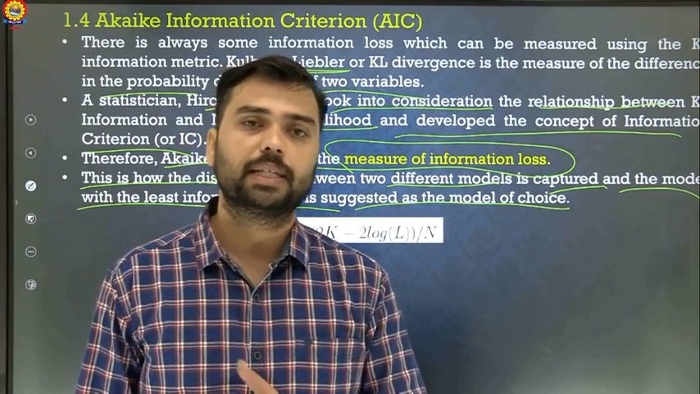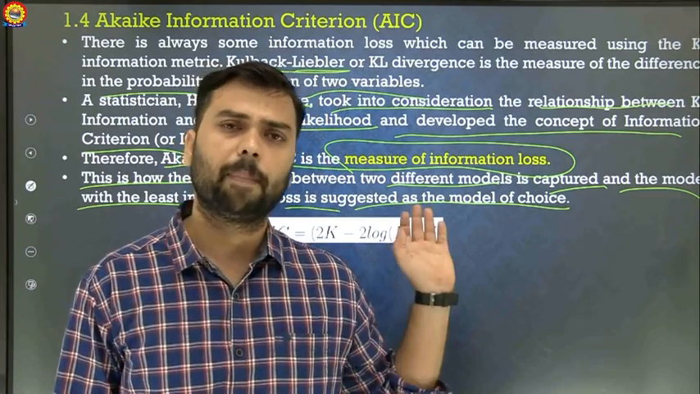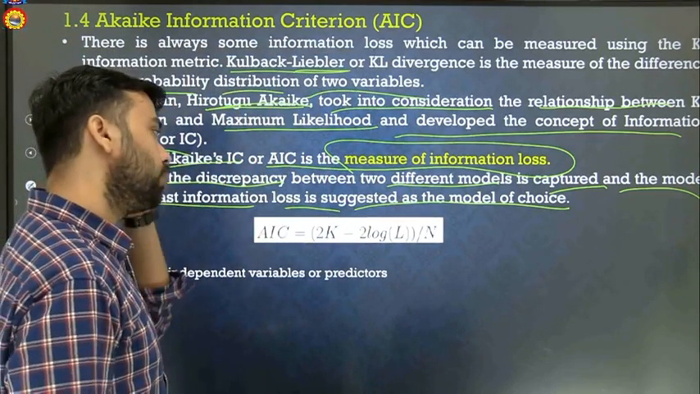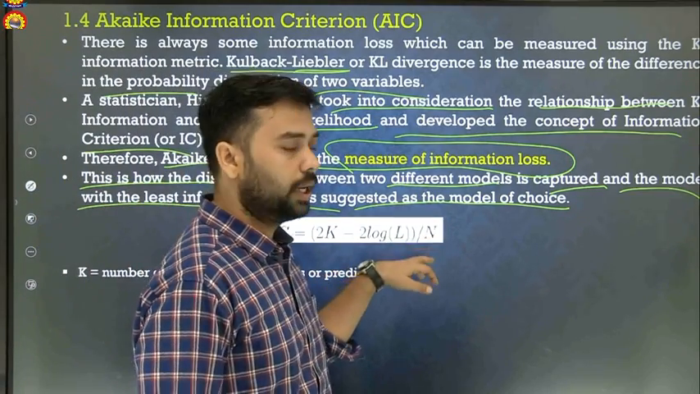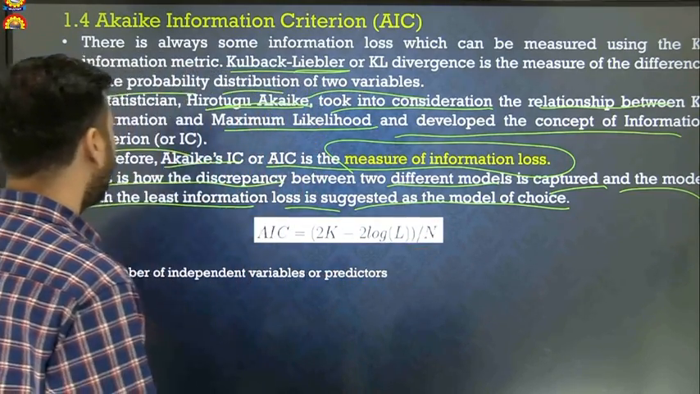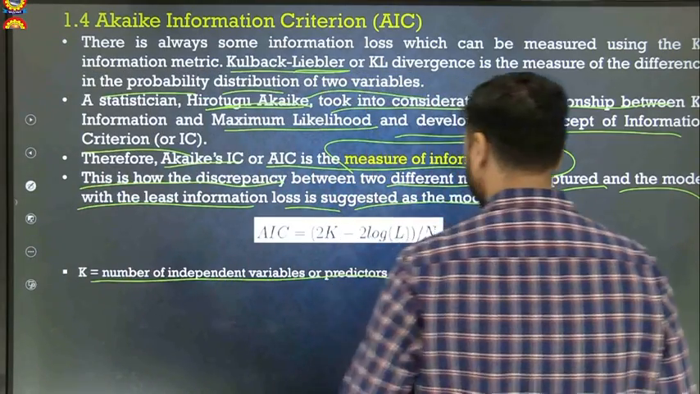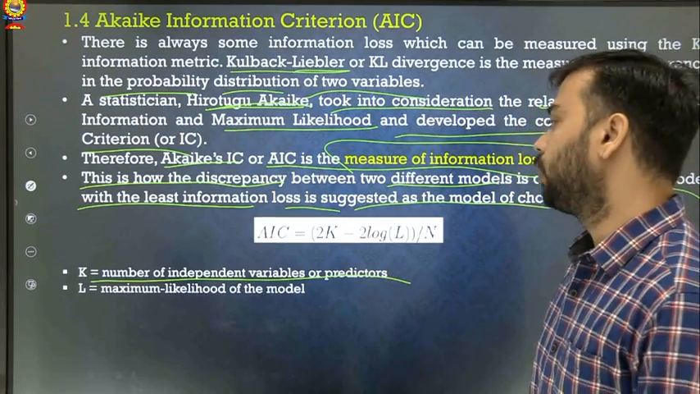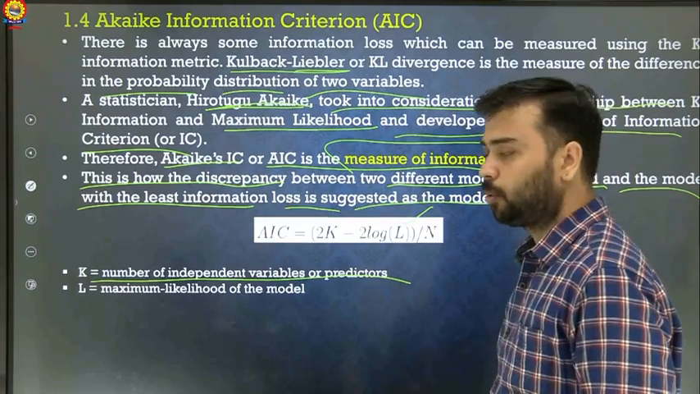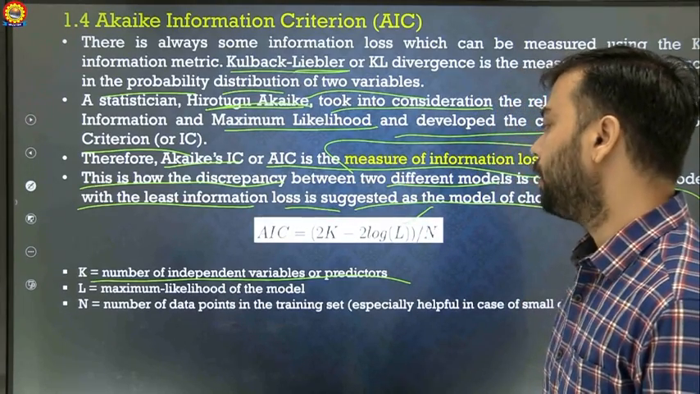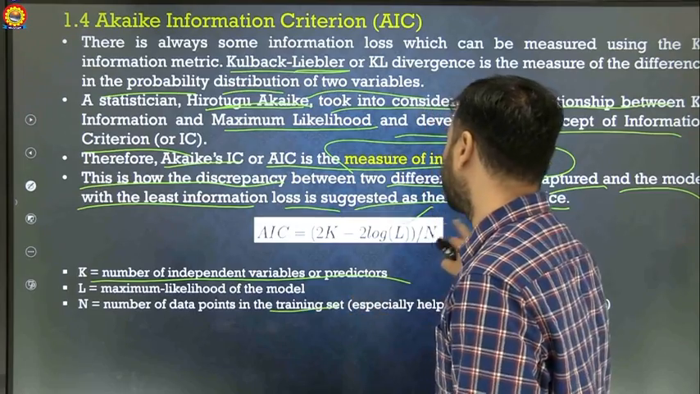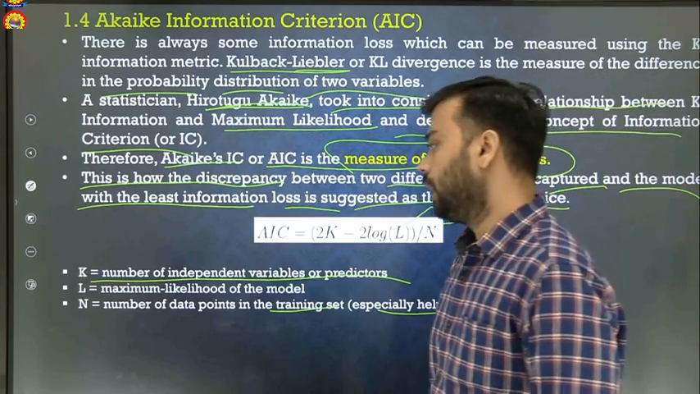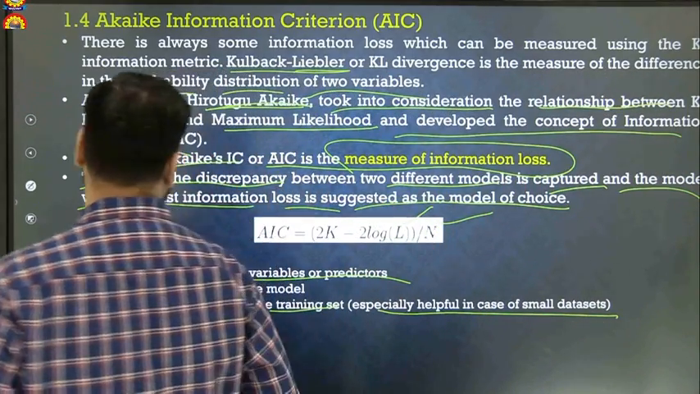So the AIC method measures the information loss, but the past methods were measuring the performance. The formula is AIC equals 2k minus 2 log L, divided by n, where k is the number of independent variables or predictors, L is the maximum likelihood of the model, and n is the number of data points in the training data set. It is especially helpful in the case of a small data set. If the data set is very small, then this method is very good.